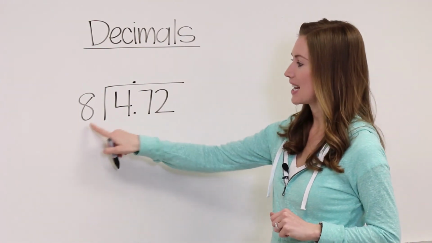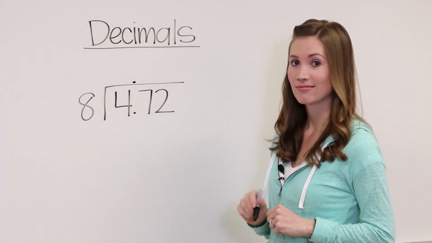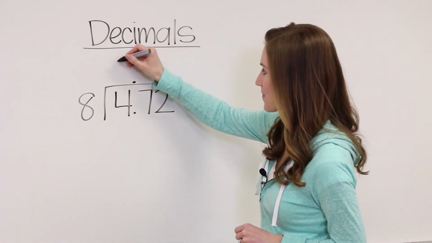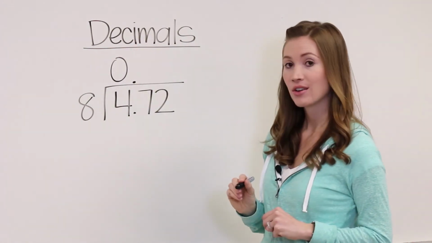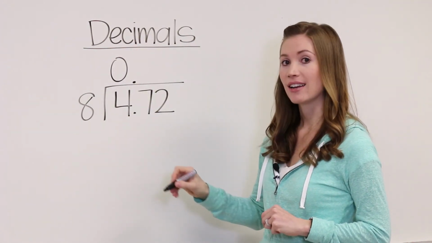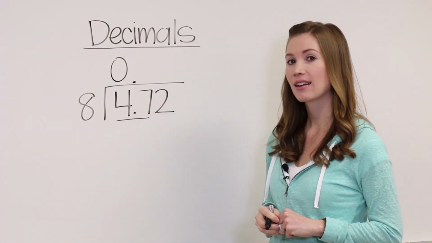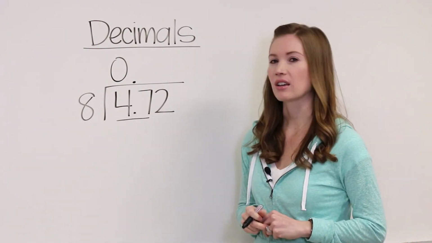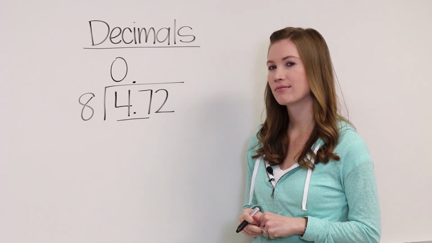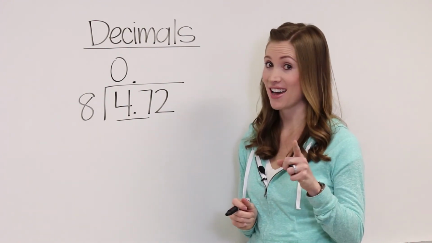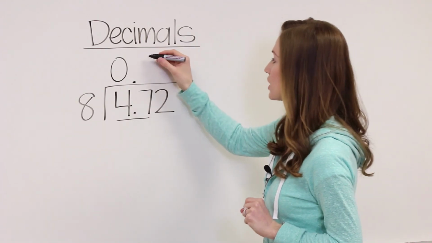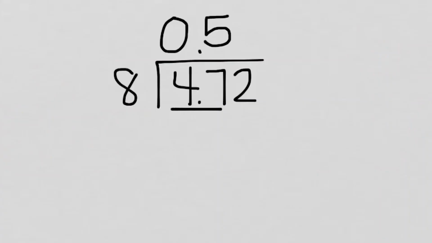How many times can 8 go into 4? 0. It's too big. So we write the 0. Now we haven't used this 4 yet, so we're going to see how many times 8 will go into 47. How many times do you think 8 can go into 47? If you said 5, that's correct. So we will write the 5. 5 times 8 is 40. So we're going to subtract our 40.